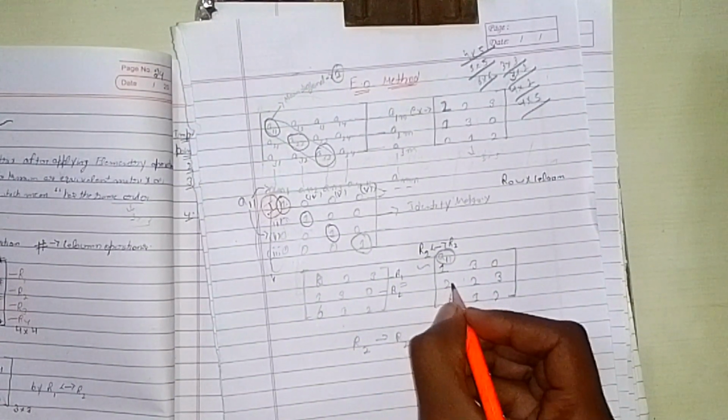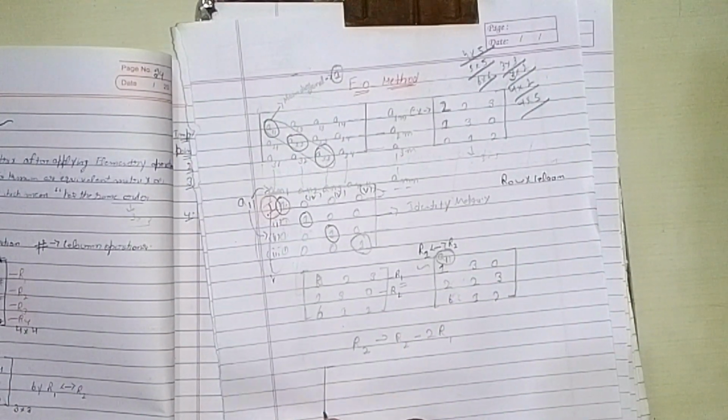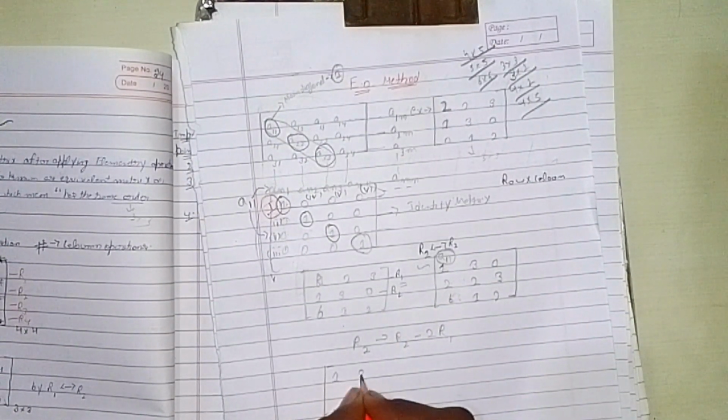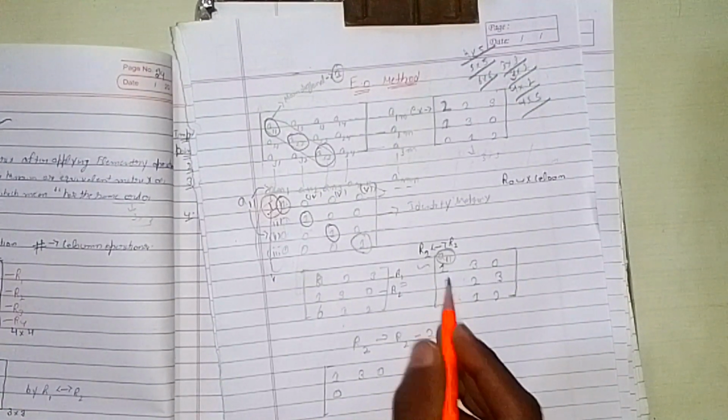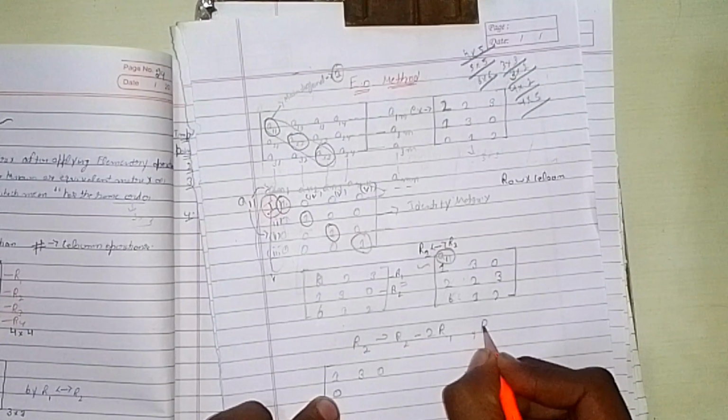-2 और ये क्या है? +2. -2 +2 कैंसिल हो जाएंगे. So I can make here 1 3 0 0. Here I make 0 with this, with only this. Now here one more operation I can apply.